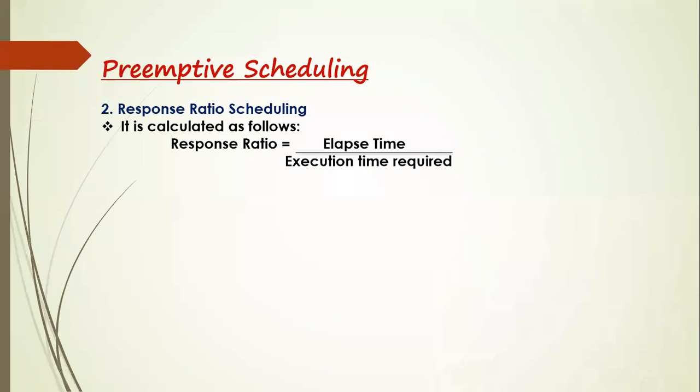Next is response ratio scheduling. Here we are going to calculate the response ratio, and depending on this response ratio we will allocate the processor, and give that process for the execution. Now how to calculate the response ratio? It depends on the elapsed time and the execution time required for the execution.